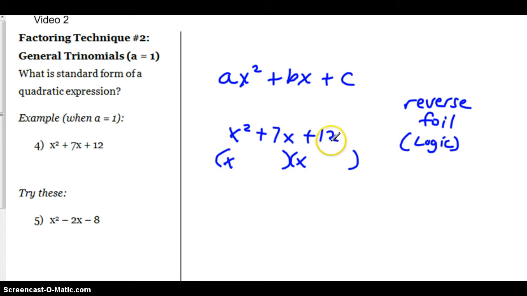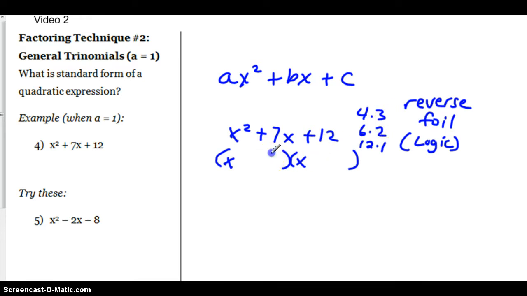Then we want to think about the last term. What two factors of our last term, how can we break down 12, that would end up adding up to 7? A couple ways you could break down 12 is 4 times 3, or 6 times 2, or 12 times 1. Now we're going to place these two numbers in our last spot, and which two would end up adding up to 7? That's right, it'd be 4 and 3.